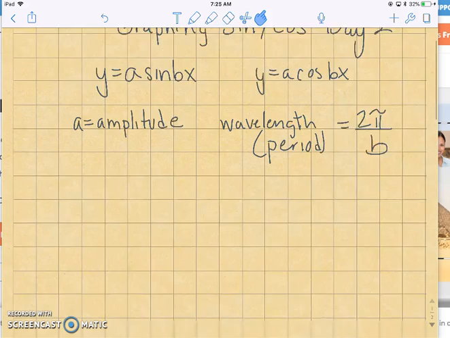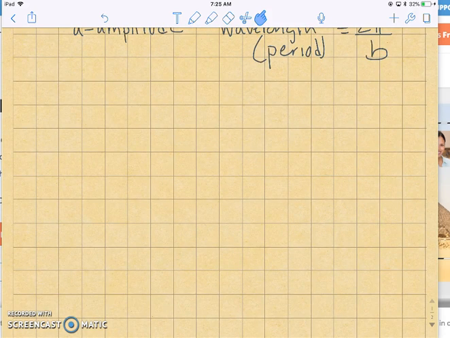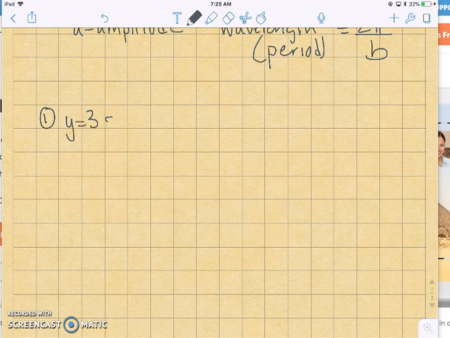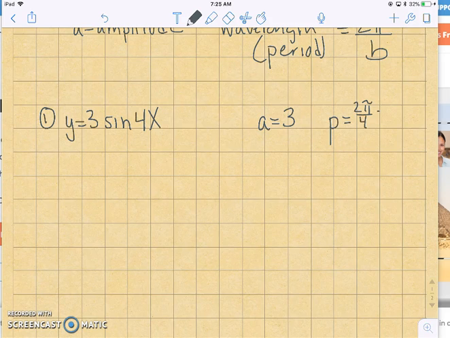Let's take a look at graphing a couple of problems. The first one is y equals 3 sine of 4x. If we identify things, our amplitude equals 3. Our period would be 2 pi over 4, which is equal to pi over 2.